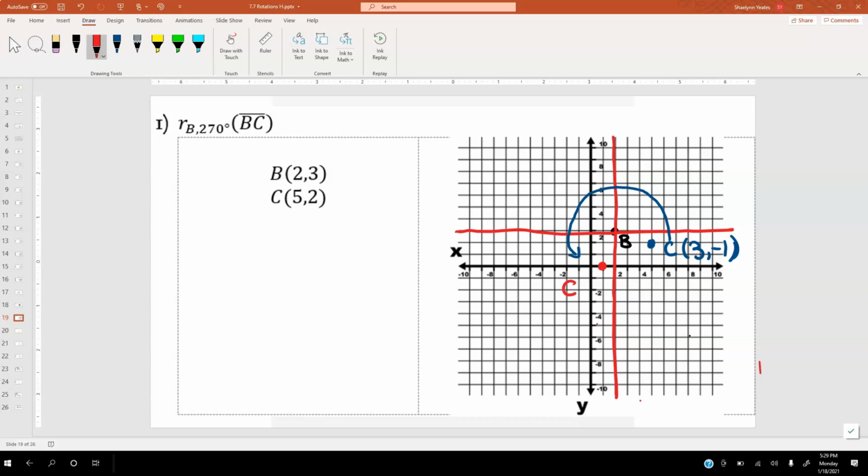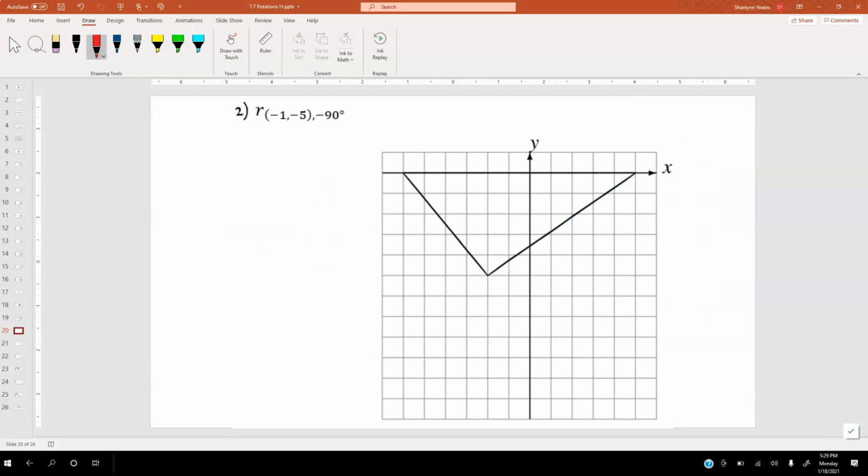So this will be my new C prime. Okay. So if you look, it was down 1 over 3. Now it's left 1, down 3. So it's now in the correct spot. So here's my new point C. So C prime, in reference to the actual origin, is at the point (1, 0). Okay, let's try another one.